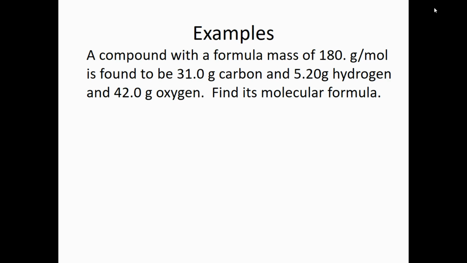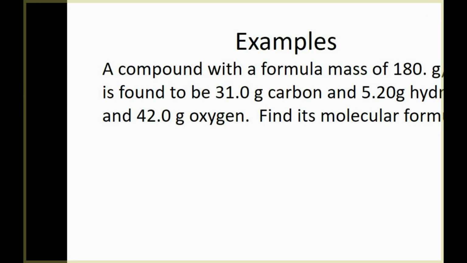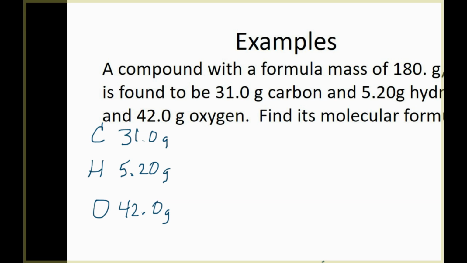So this is doing like page 7 and what we did the whole day, the empirical formulas. We just need to calculate the empirical formula. So list what we have. We have carbon, hydrogen, and oxygen. So I know that there's 31 grams of carbon, I have 5.2 grams of hydrogen, and I have 42 grams of oxygen.